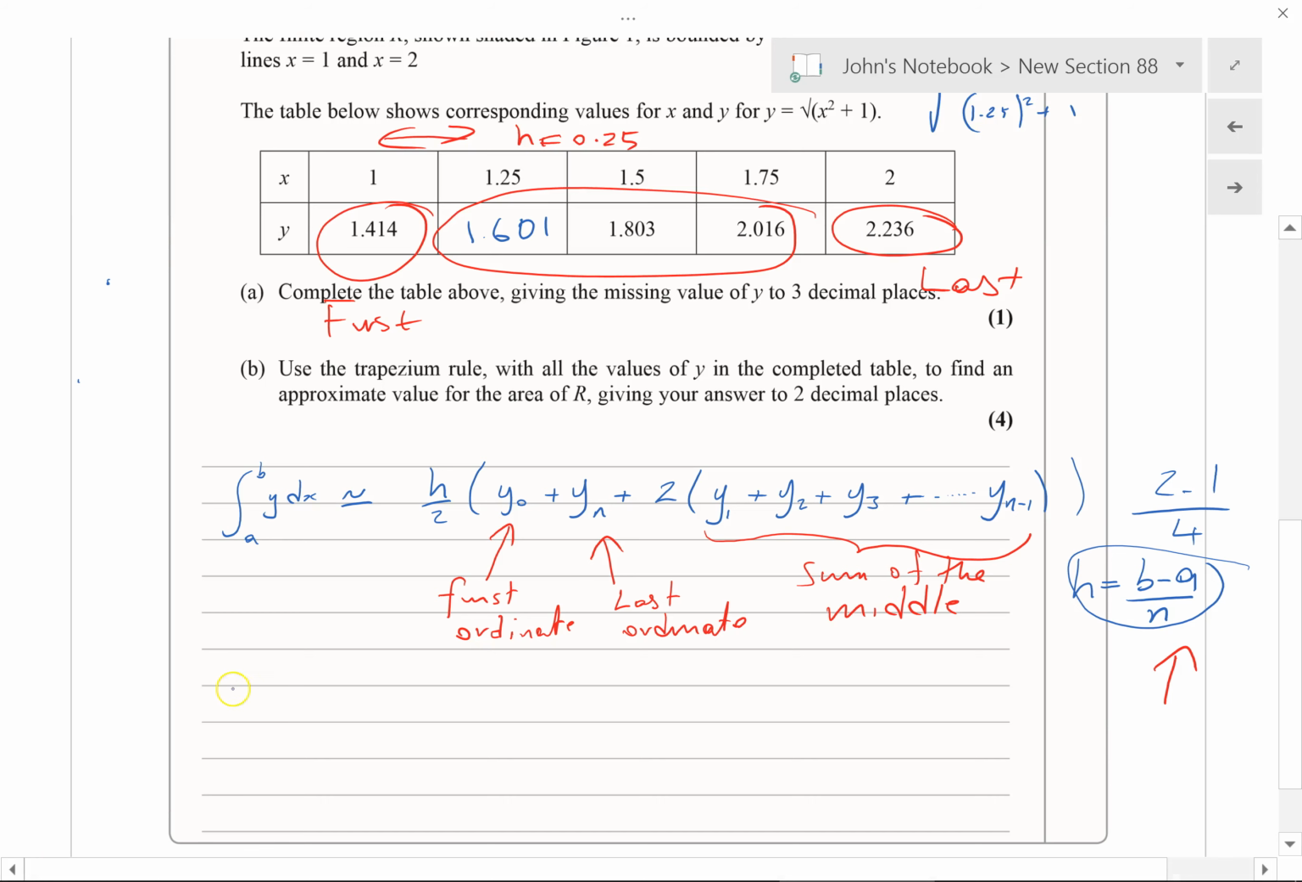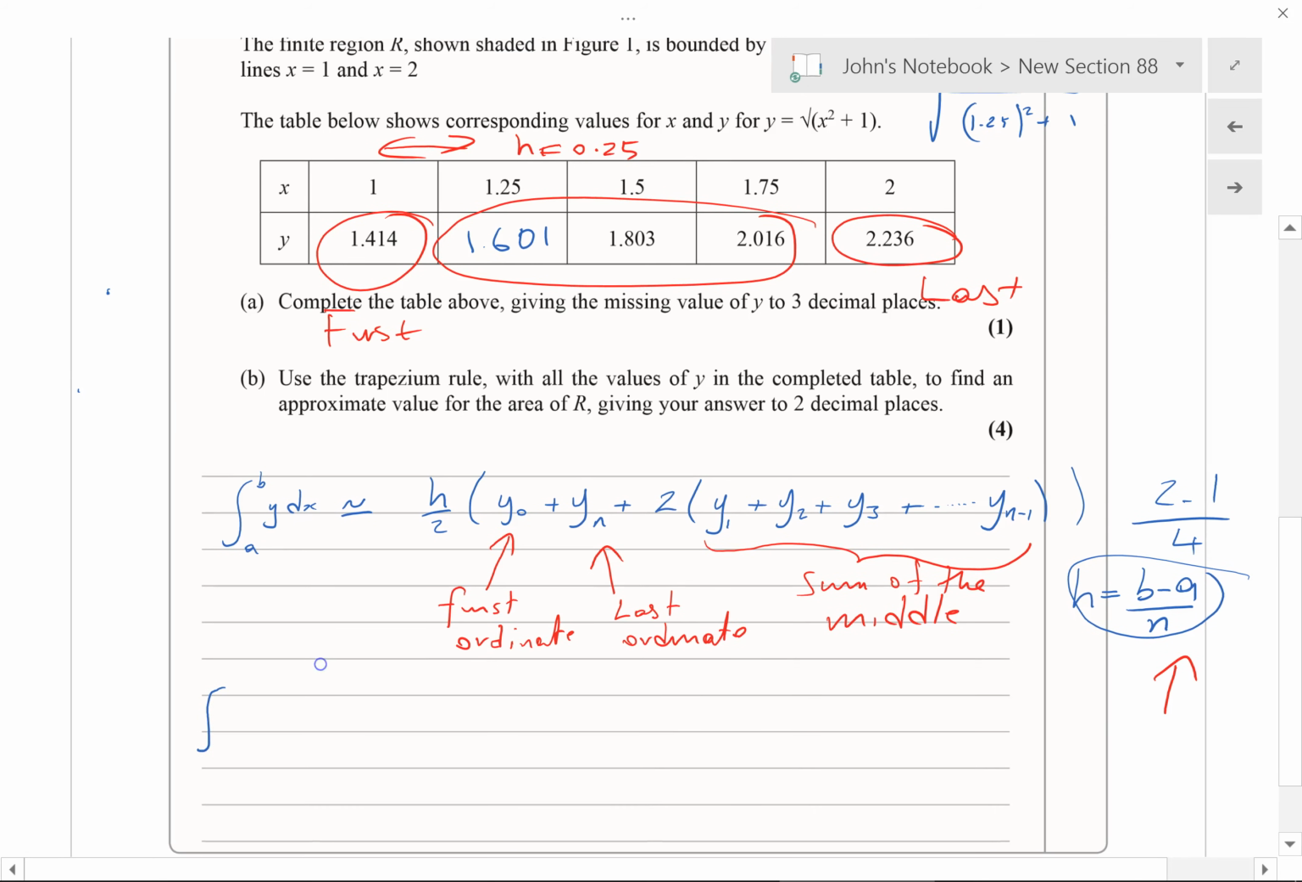Okay, so we have the integral of the square root of x squared plus 1 between the limits 2 and 1, which can be approximated to the area using the trapezium rule, which is equal to 0.25 over 2 times the first one, which is this one, 1.414, plus the last one, which is this one, 2.236, plus 2 times the sum of all the middle ones added together: 1.601 plus 1.803 plus 2.016.